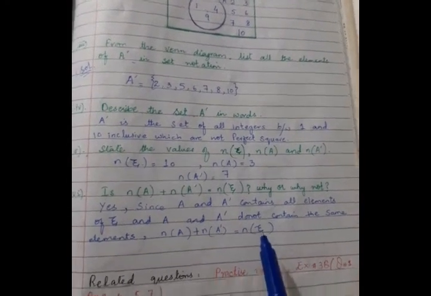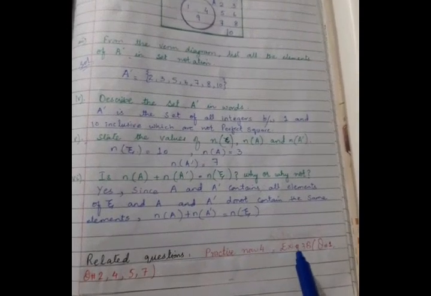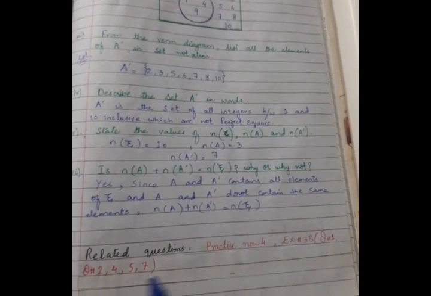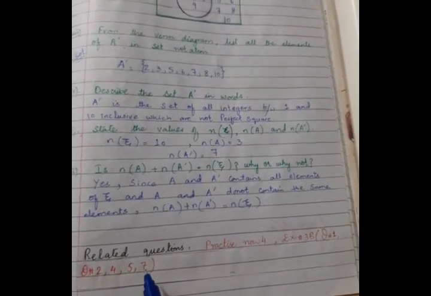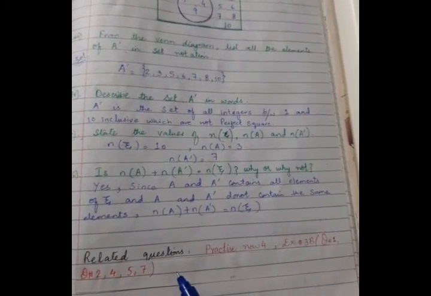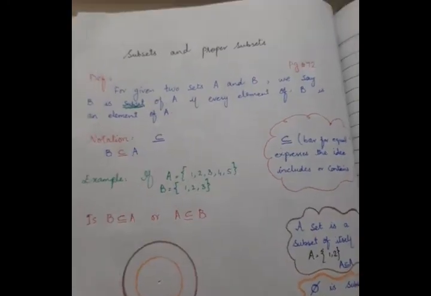So, the related questions to practice now are for exercise number 3B, question number 1, question number 2, question number 4, question number 5 and question number 7, and the exercise questions are on the textbook page number 75. Subsets and proper subsets.